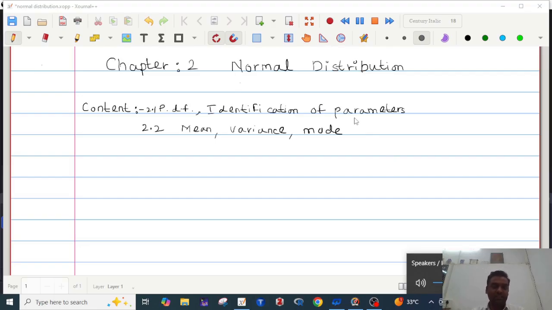So from today's lecture, we will start this chapter, normal distribution. The content of today's lecture is we will discuss the PDF, and at the end of the lecture we will also solve some examples where we will identify the parameters from the given PDF. We will also derive the mean, variance and mode for this normal distribution. Okay, so let's start the session.